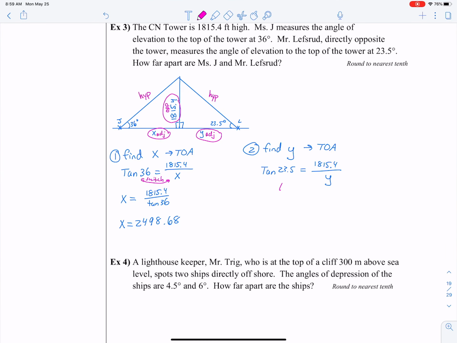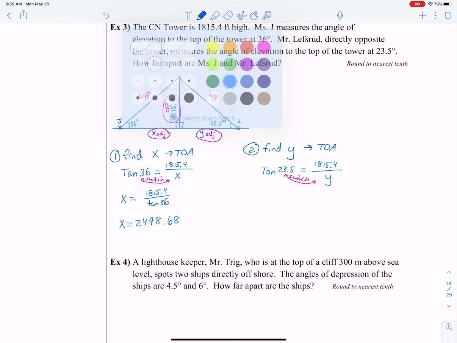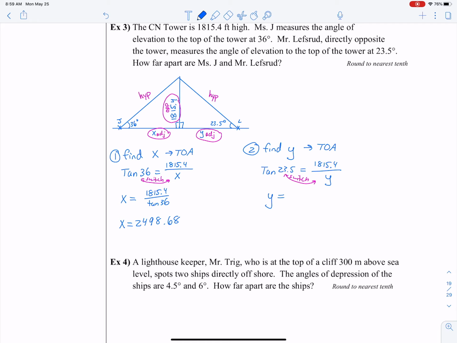So again, I'm going to switch those two. So I get y is equal to 1815.4 over tan of 23.5. Y is equal to 4175.13. And step 3 is the distance apart.